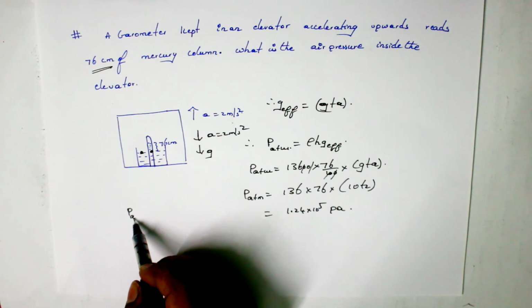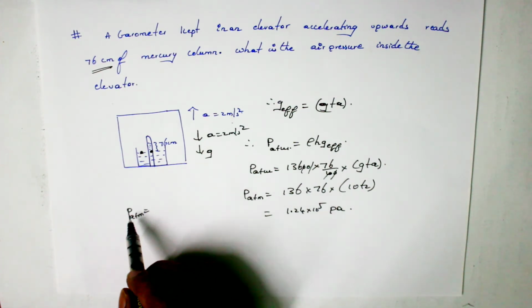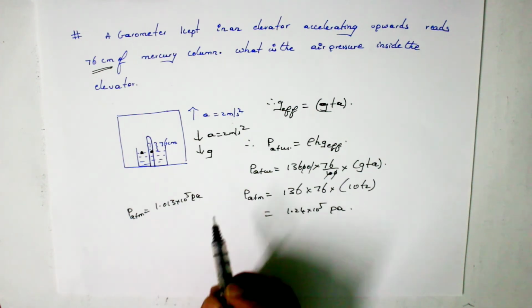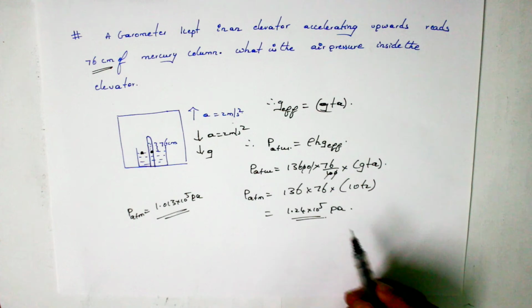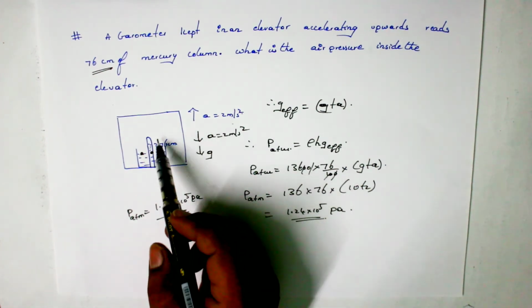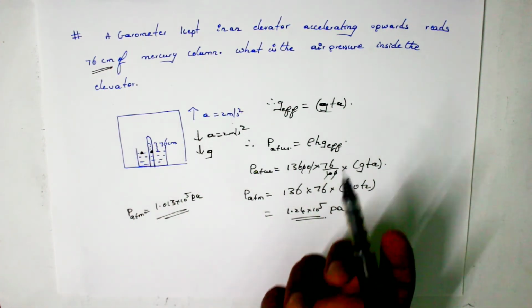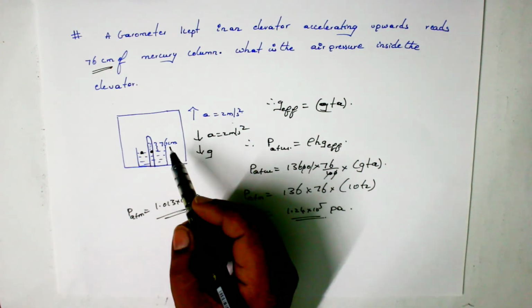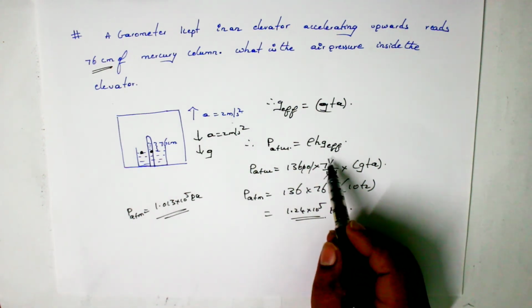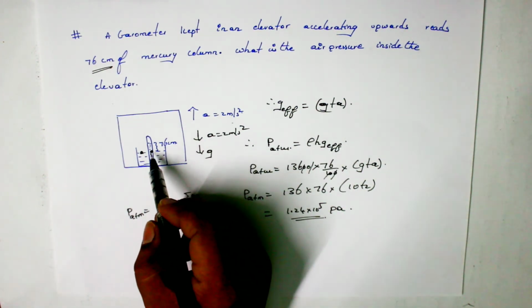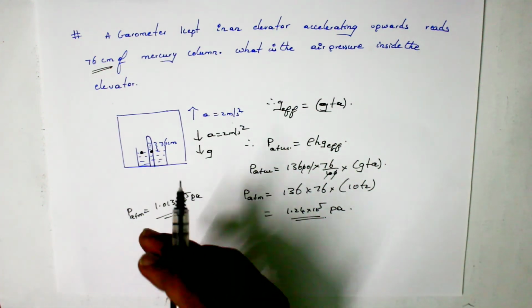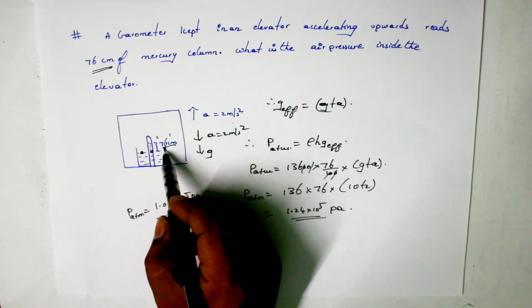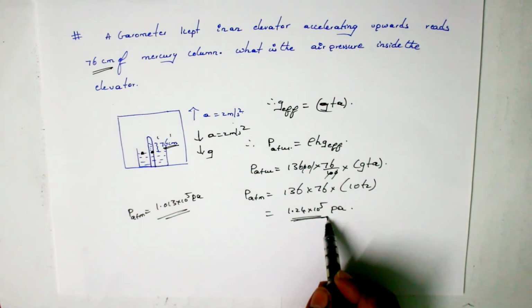But we know general atmospheric pressure, that is pressure at normal conditions, is 1.013 into 10 power 5 Pascal. Now if I compare this value, definitely I can say the pressure inside this lift is greater than atmospheric pressure. But still it is showing 76 because the effective G value has increased in this condition. It means that the weight of the liquid column increases. And because of that increased weight of the liquid column, even 76 centimeters is enough to measure this much pressure.